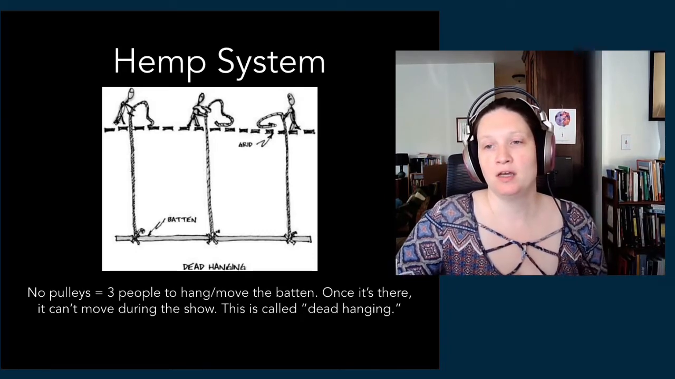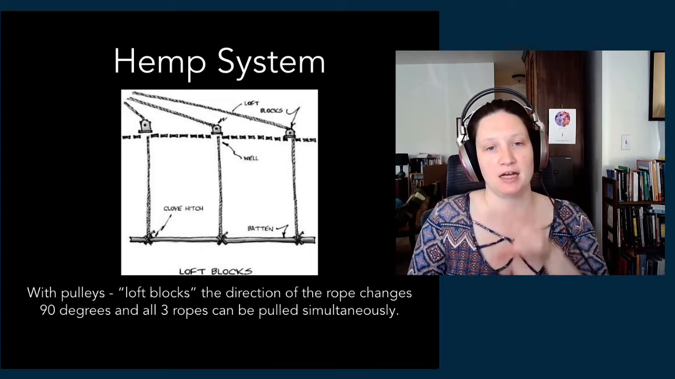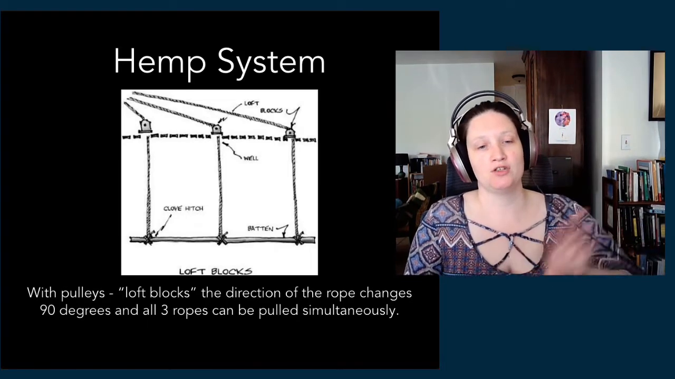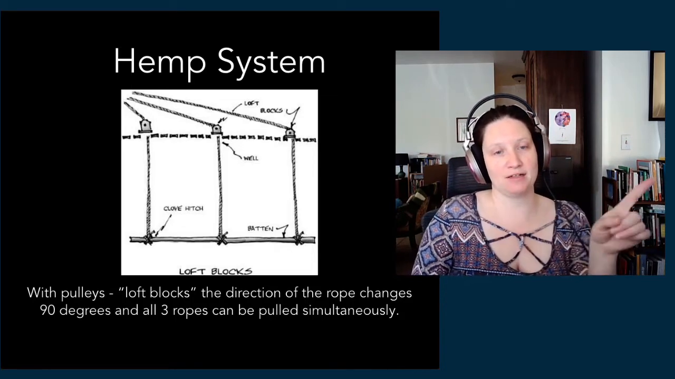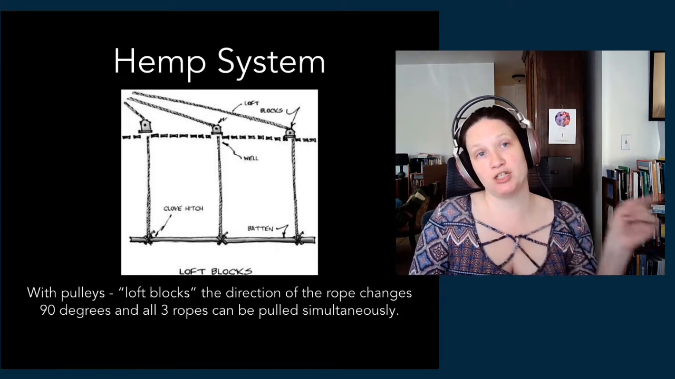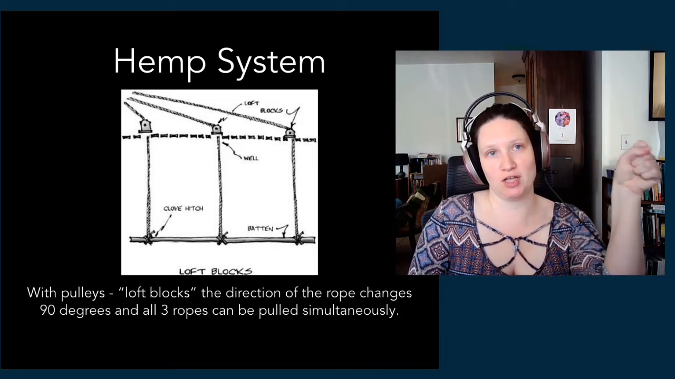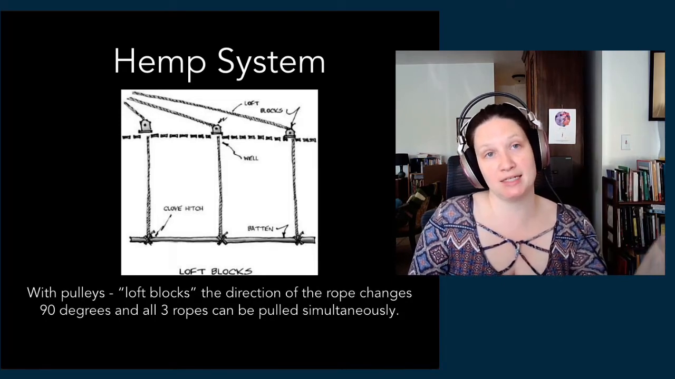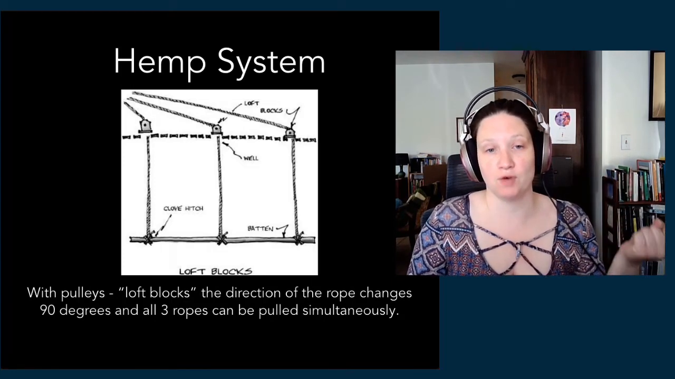In a hemp system, they have the set of pulleys, okay? So your pulleys, the loft blocks up at the gridiron height, allow the direction of the rope to change 90 degrees, and then that means you can arrange it such that all 3 ropes are pulled simultaneously by one force rather than having individuals pulling each rope, okay?